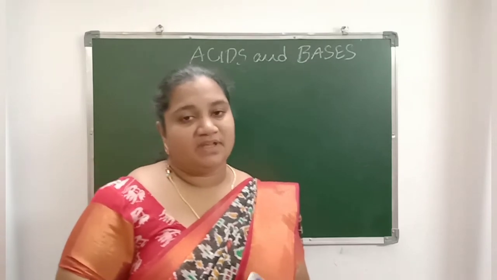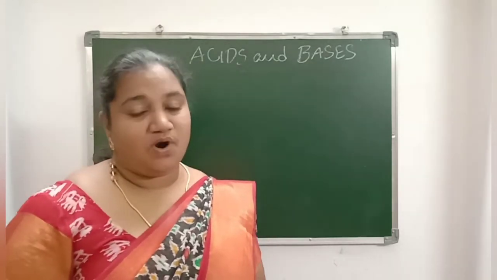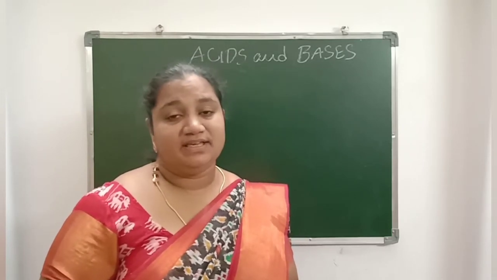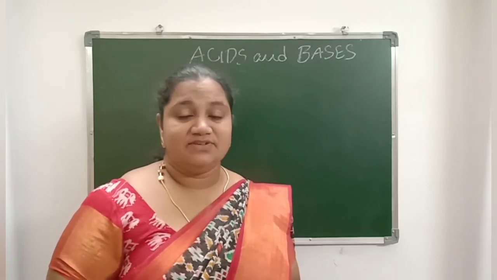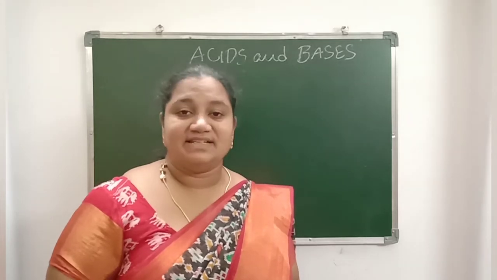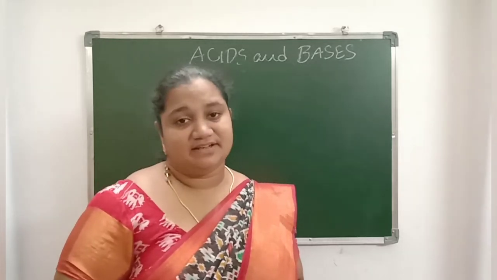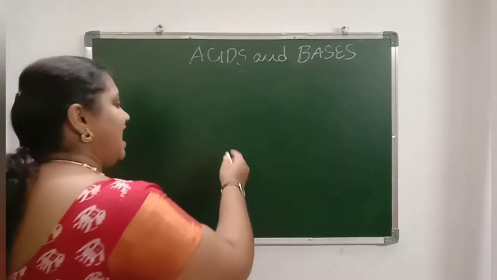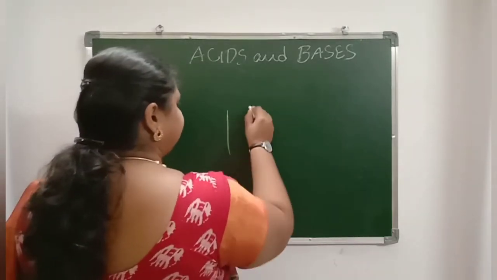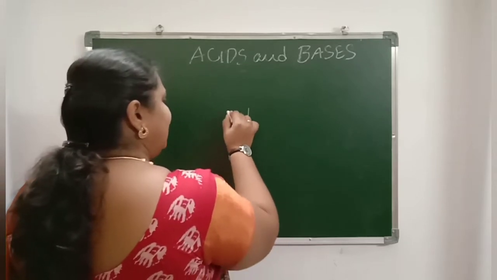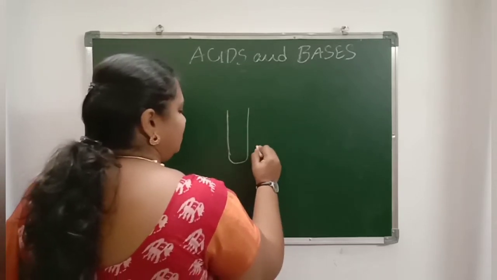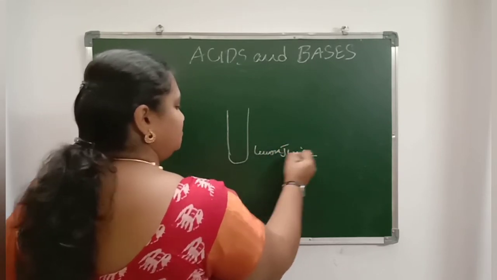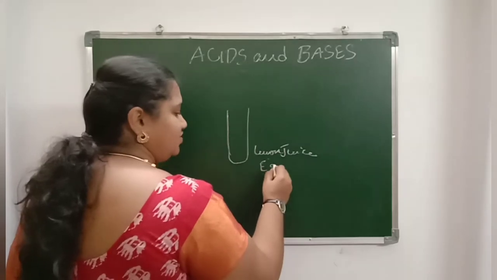Here you have already checked what happens when acids react with metals. Now he is asking to perform acid reacting with marble or acid reacting with an eggshell. We are using lemon juice as it is a natural acid. Lemon juice and eggshell you have taken.